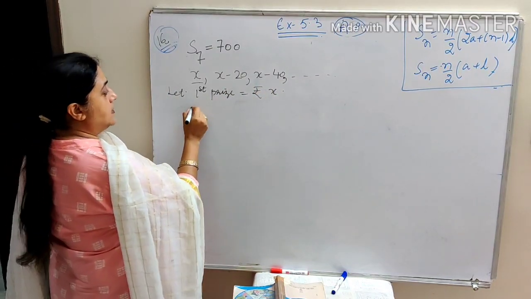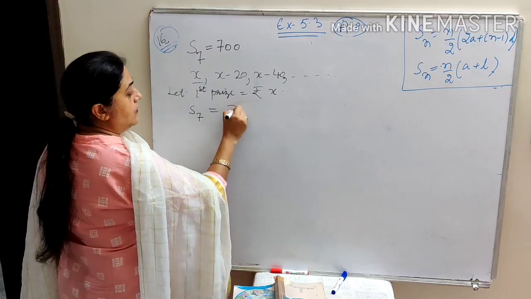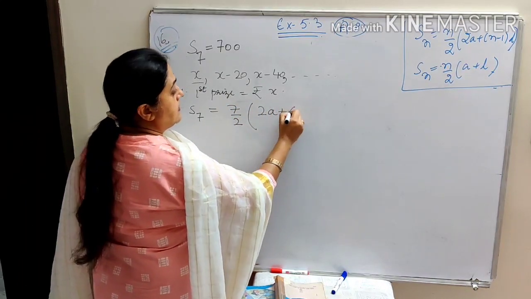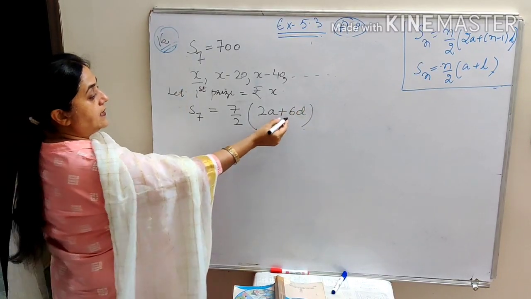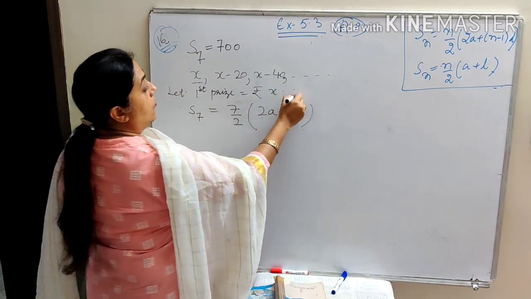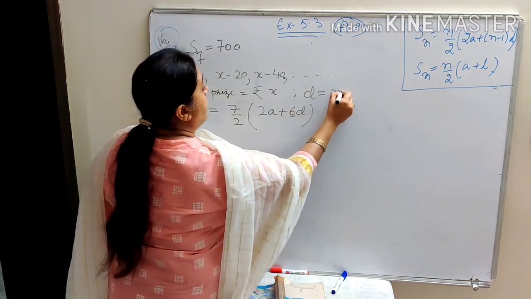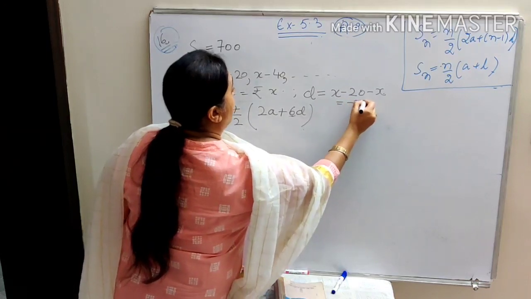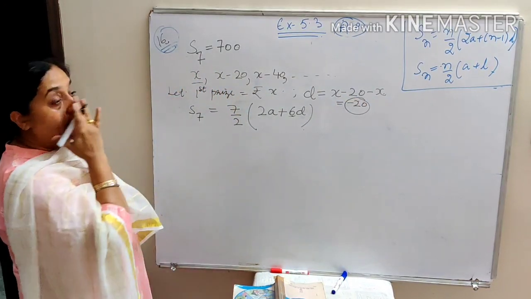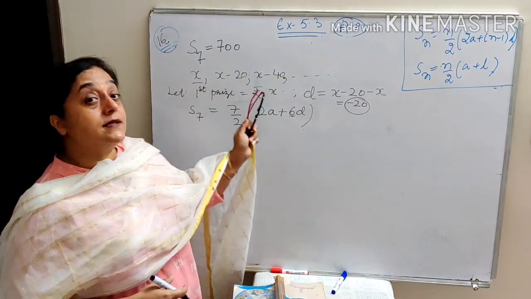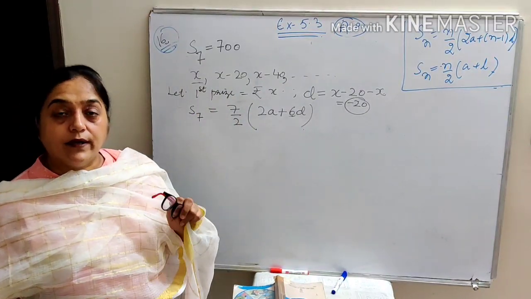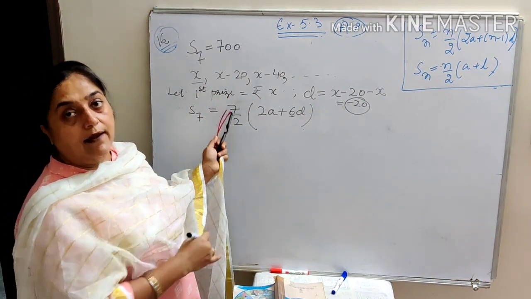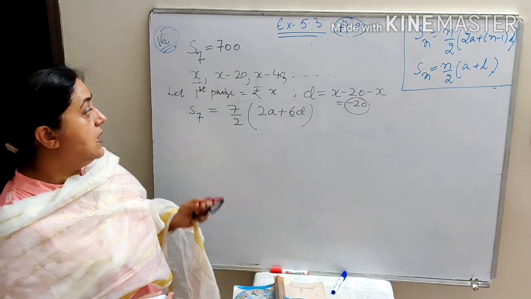So what will be S7? S7 is equal to 7 upon 2, 2A plus 60, right? Why is it 60? Because n minus 1. Now what is the D? D is x minus 20 minus x. So D comes out to be minus 20. In my previous lecture also I told you, when the AP is a decreasing AP, in that case your D is always negative. And here it is given that the preceding, meaning the earlier one, it is 20 less. Got it?